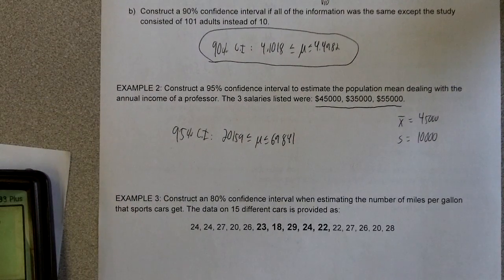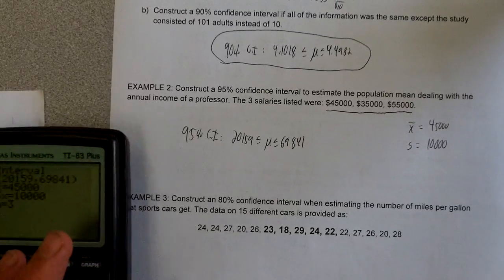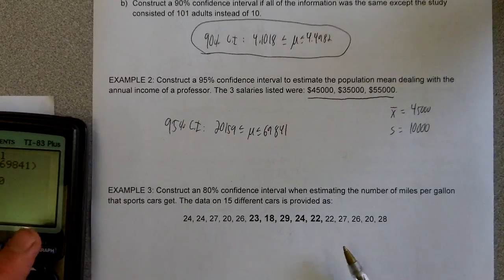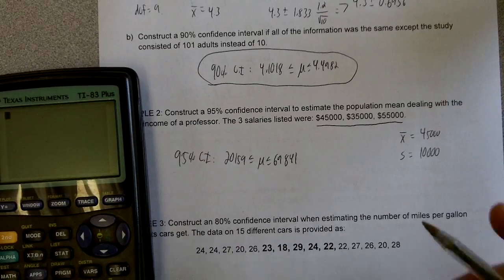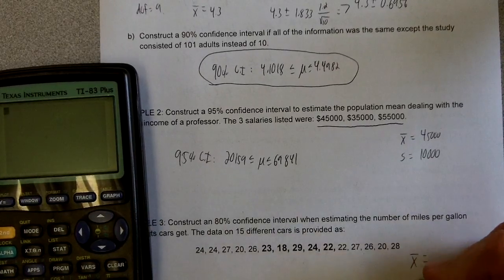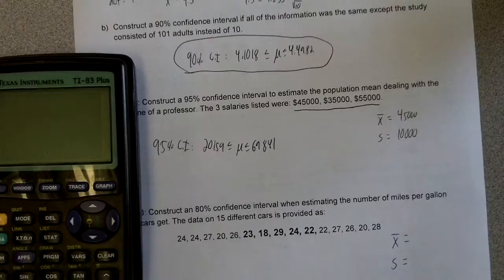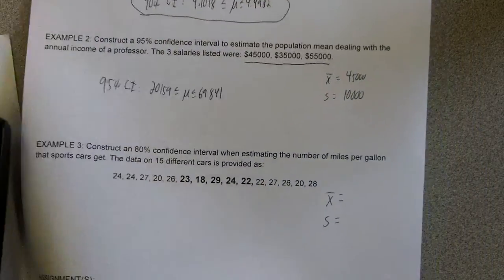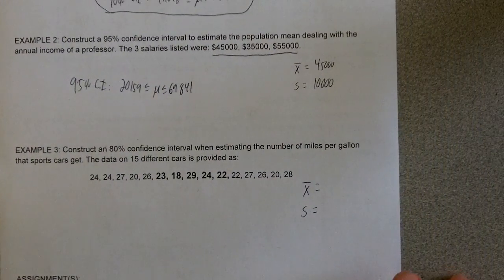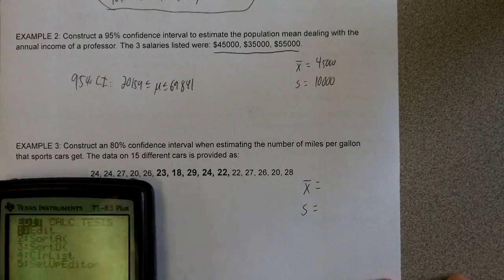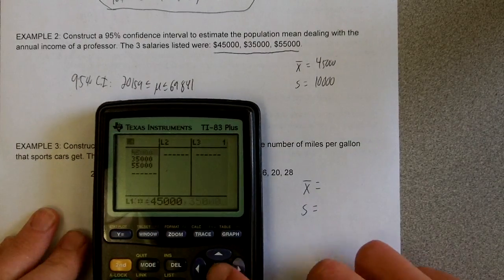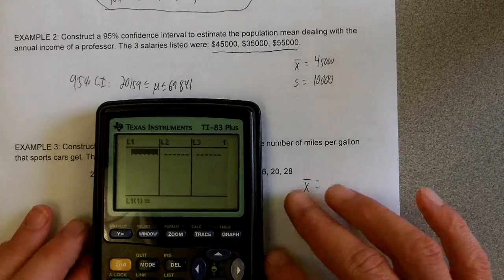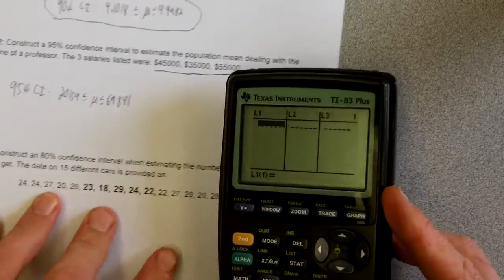Okay, last example. Construct an 80% confidence interval when estimating the number of miles per gallon a sports car would get. Okay, so the same process as before. X bar we need to find, and s we need to find. And to find these two values, again, if you go back to your stat button, you want to edit the list. I'm going to clear out that list. Make sure you don't hit delete. That kind of causes some headache.